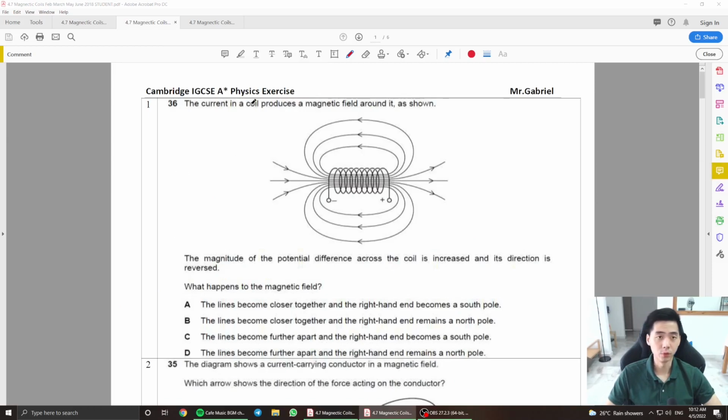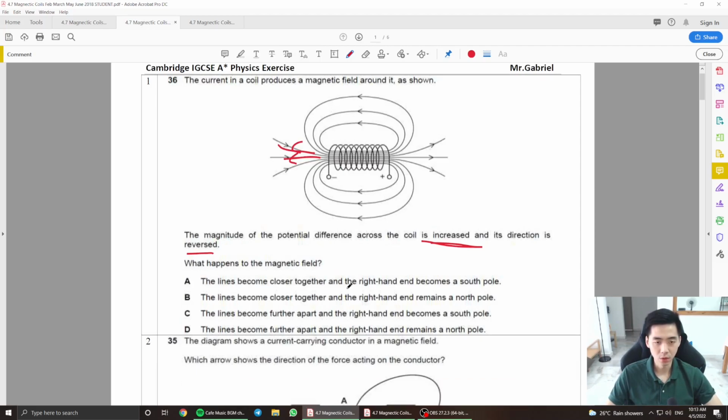Looking at the next set of exercise here, what do they want from you? The current in the coil produces a magnetic field around it as shown. The magnitude of the potential difference across the coil is increased and its direction is reversed. So just now it's pointing this direction. If you reverse, then obviously it's pointing this direction here. But because it has a greater potential difference, it'll obviously have a stronger magnetic field as well. State what happens to the magnetic field.